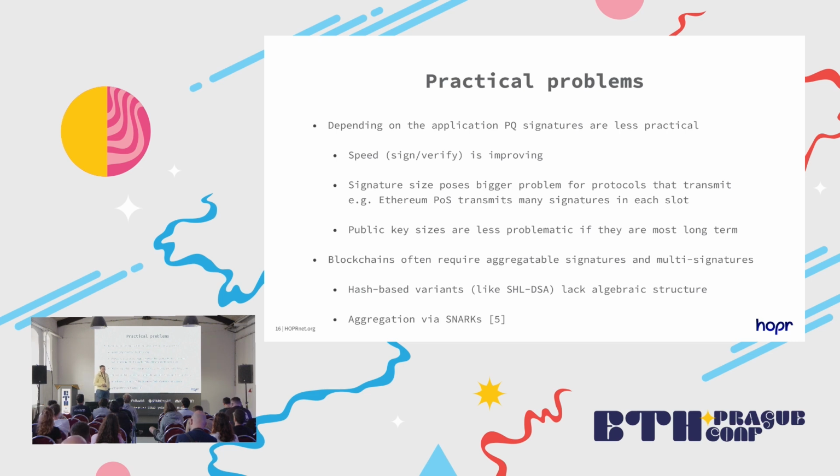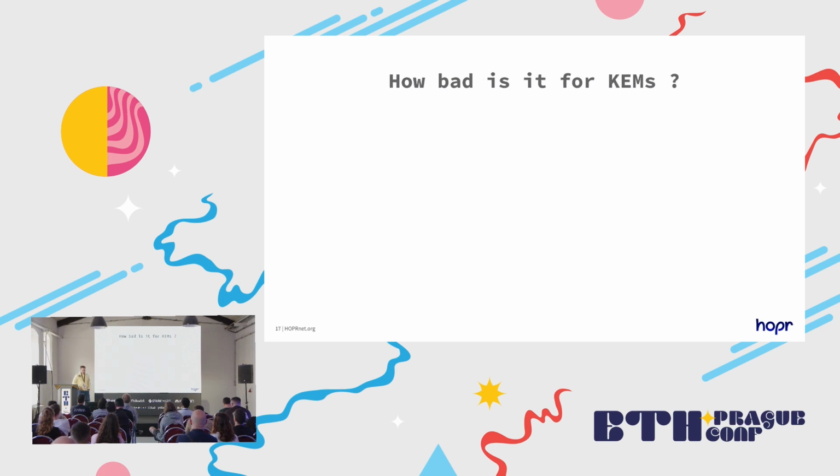There's also some interesting recent development in aggregation via SNARKs. So you basically do not aggregate the signature itself, but you aggregate a proof of that. Given that the proof itself could be post-quantum safe, then you might be good as well.